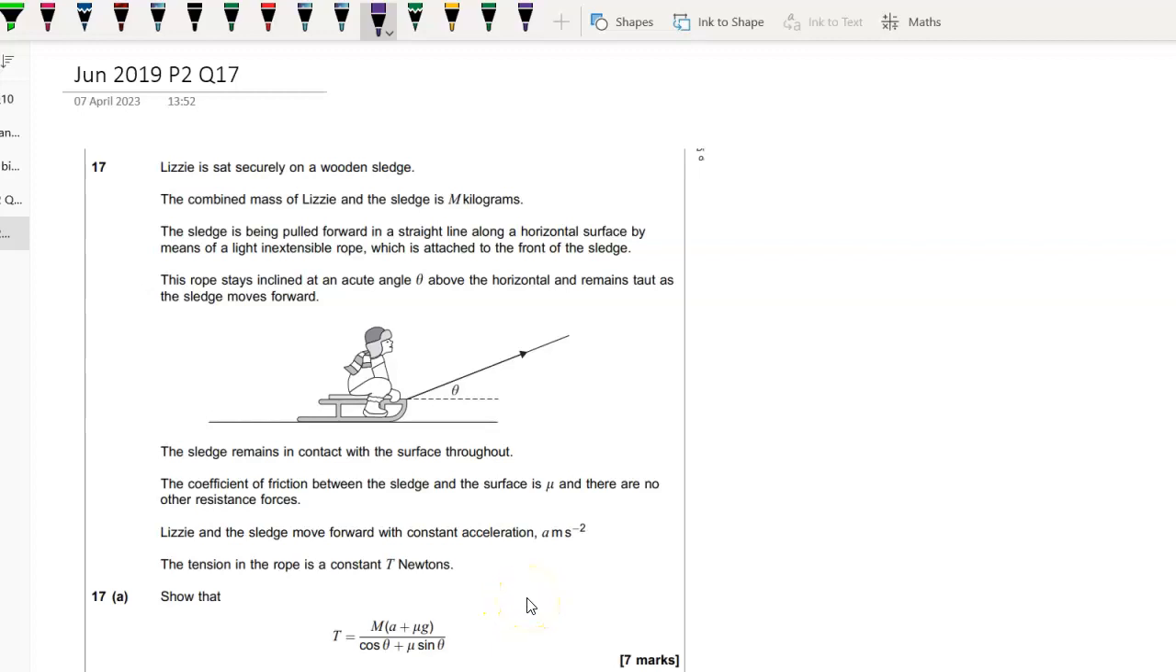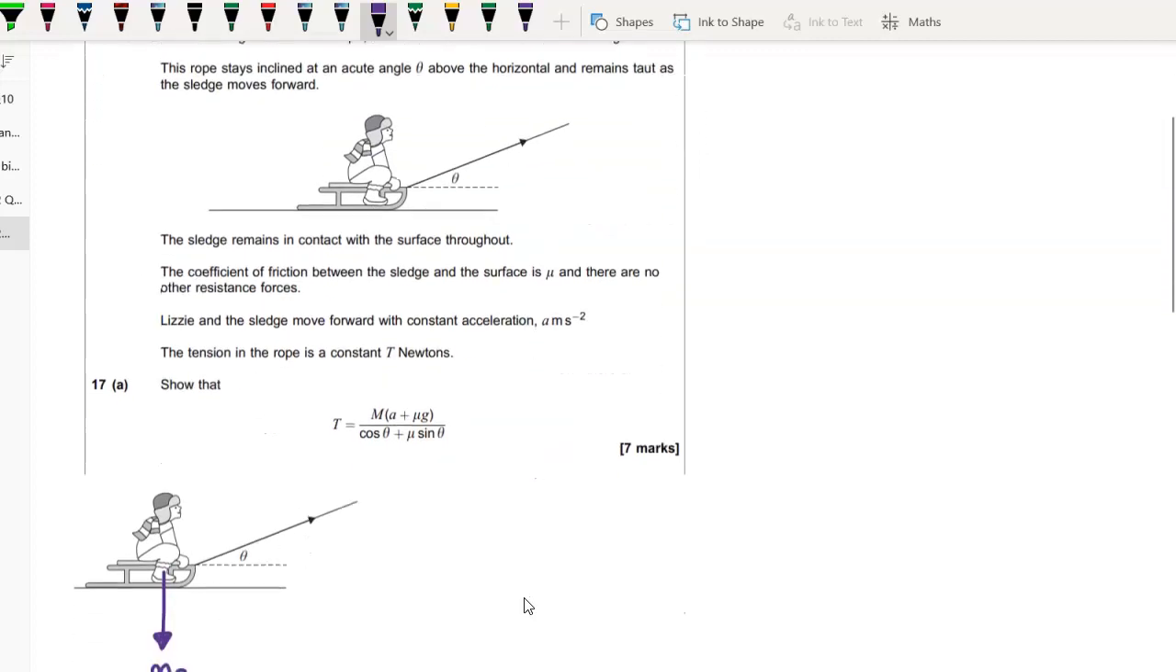So it's not stretchy, and we don't have to look at the weight of the rope, which is attached to the front of the sledge. The thing that's going to be pulling is the tension in this rope, which they're calling T. Straight away we can split that into vertical and horizontal forces. This bit here is opposite, so that's T sine theta. The horizontal force is T cos theta. That's going up and that's going that way.